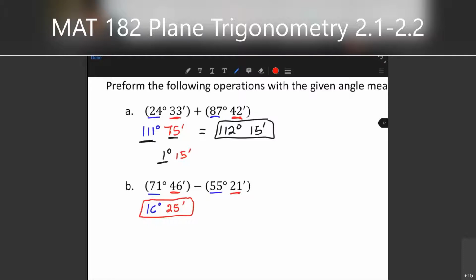Oh, on top, how do we get the 112 again? And the 15? Yeah, so the 112 came from this guy right here. 75 minutes is equivalent to 1 degree and an extra 15 minutes, because again, 1 degree is the same thing as 60 minutes. Oh, okay.